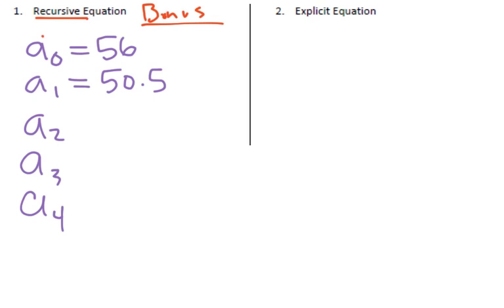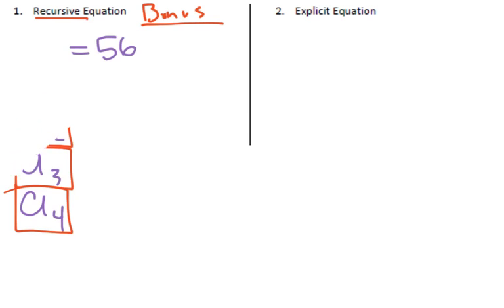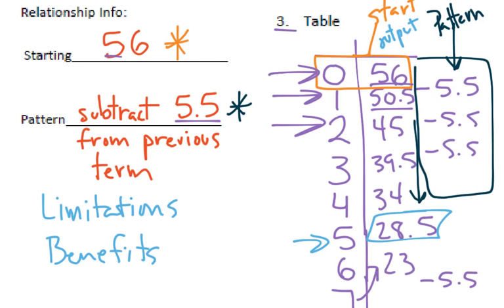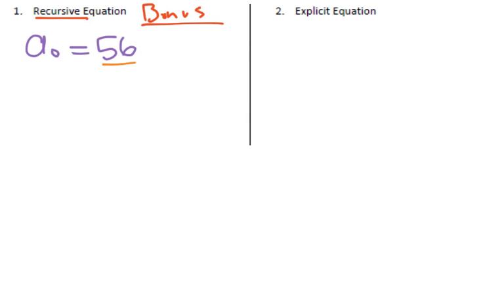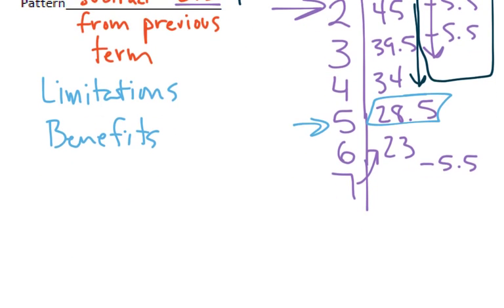Now recall that this stands for an output. This stands for an output. All of these do. That a sub number means that we're looking at an output number. Okay, so in my case, I'm going to start with a sub 0, just because I like that one better. Okay, so that highlights the starting point, right? That's where we see the starting point. Now, it's growing by subtracting 5.5.